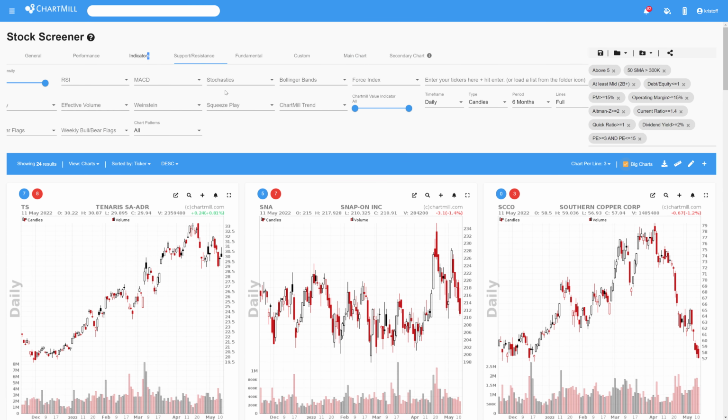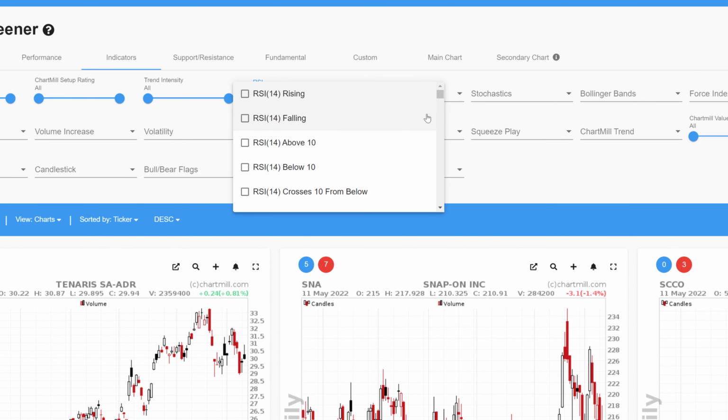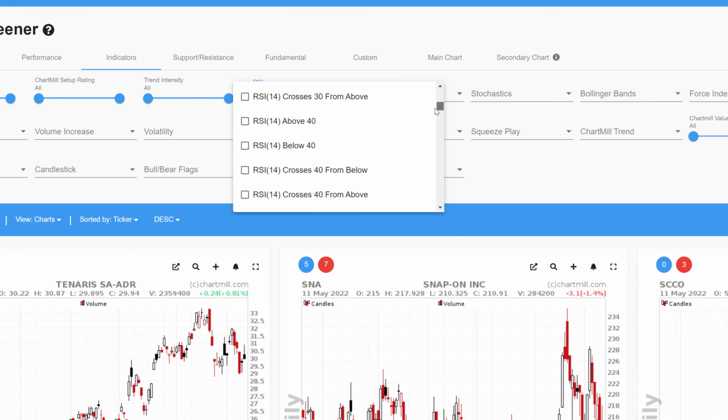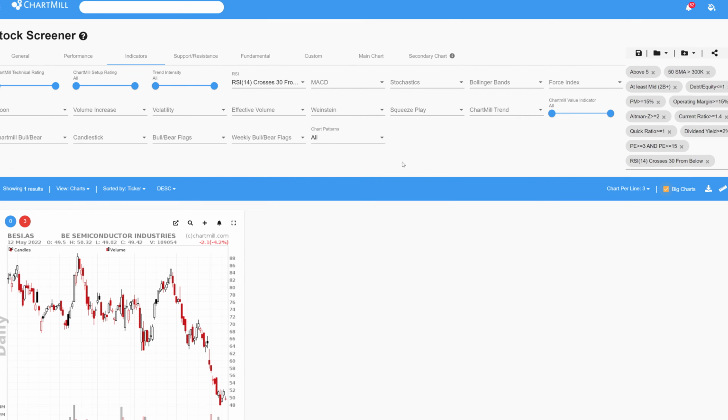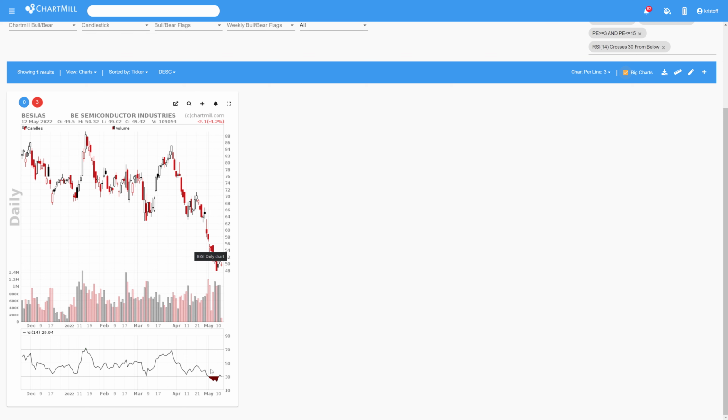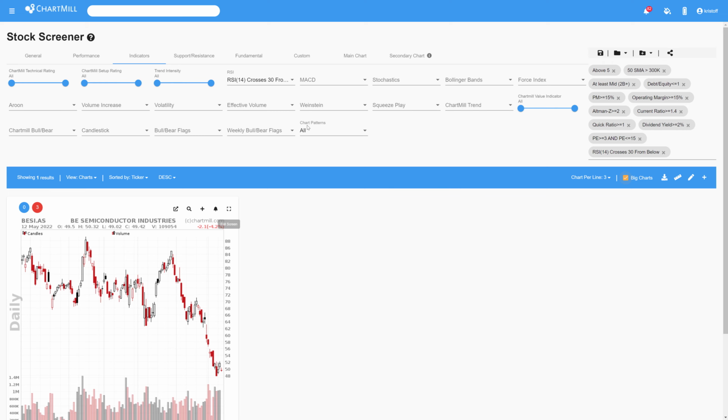Click on the triangle next to RSI and select, for example, that you want to see all the stocks whose RSI crosses the 30 level upwards. This is an indication that the stock is bouncing back after being in oversold territory. Depending on the market situation, you will get many, few or even no results at all.